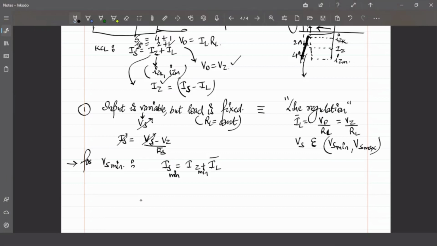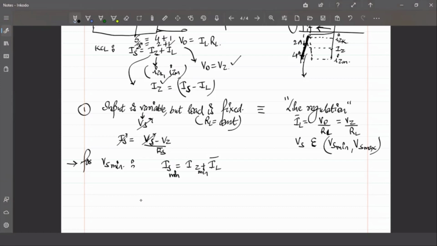Until what range can it go? Only till the range when Iz becomes Iz minimum. That is the minimum value of Zener diode current, right? So we can go only till Iz minimum. We cannot go further beyond or below that. Otherwise, the Zener diode will be off in this region, out of the breakdown region. So we can say Is minimum is equal to Iz minimum plus IL, which is fixed here.